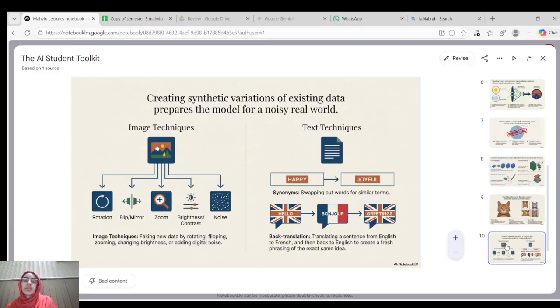For text, we can swap words for synonyms, like changing happy to joyful, and we can also use back translation. We translate a sentence from English to French and then back to English. This gives us a fresh way to say the exact same thing, helping the model learn the meaning rather than just the words.